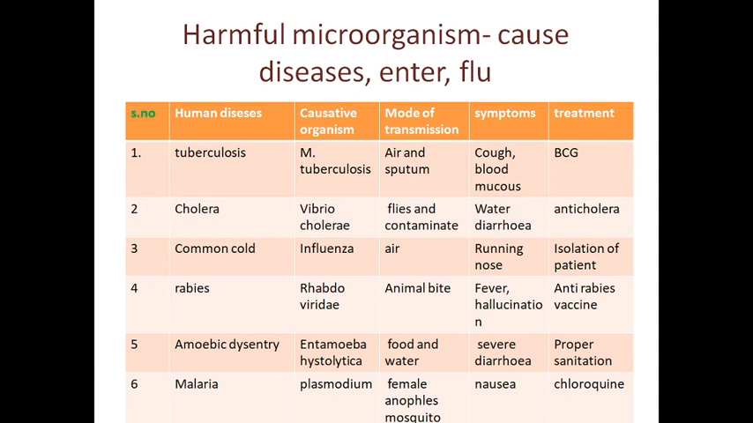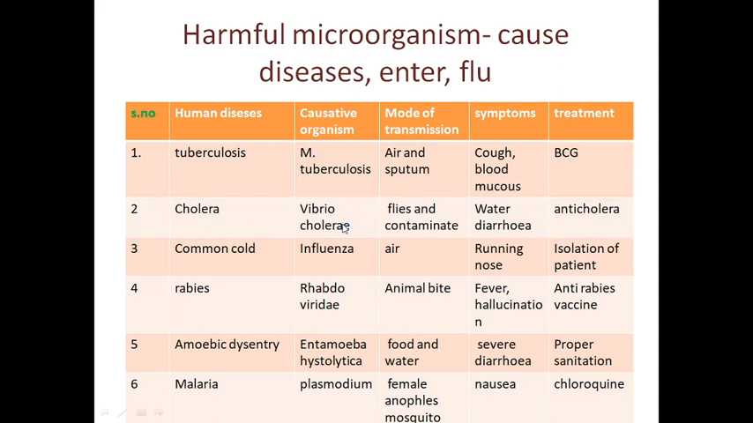Tuberculosis, cholera, common cold, rabies, amoebic dysentery and malaria. Tuberculosis: the causative organism is Mycobacterium tuberculosis. Mode of transmission, how it transfers: air and sputum. Sputum is spread from infected persons. Symptoms: frequent cough with blood and mucus. The vaccine to take is BCG, Bacillus Calmette-Guérin.